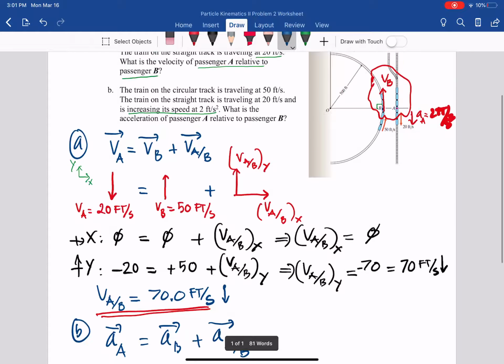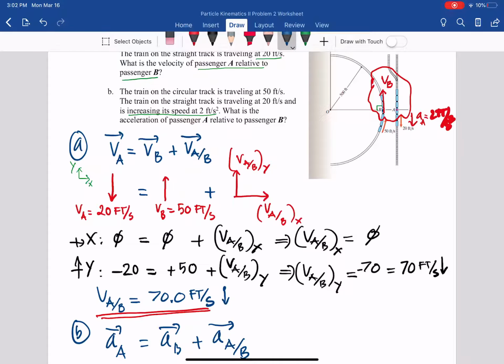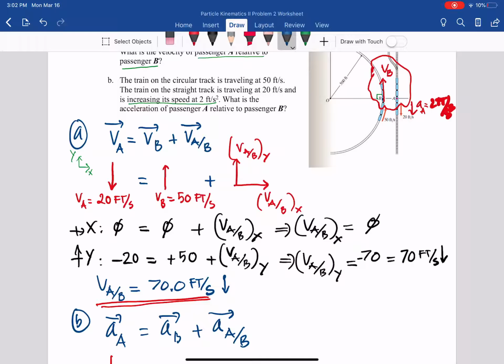Now B, as you can see, has constant speed on the circular track. But remember, the train B on the circular track will have a curvilinear motion. What is curvilinear motion? Go review the particle kinematics ones. So there are two components of acceleration. Tangential: in this case, it has a constant speed, so the tangential component equals dv over dt equals 0. So it's only the normal component.